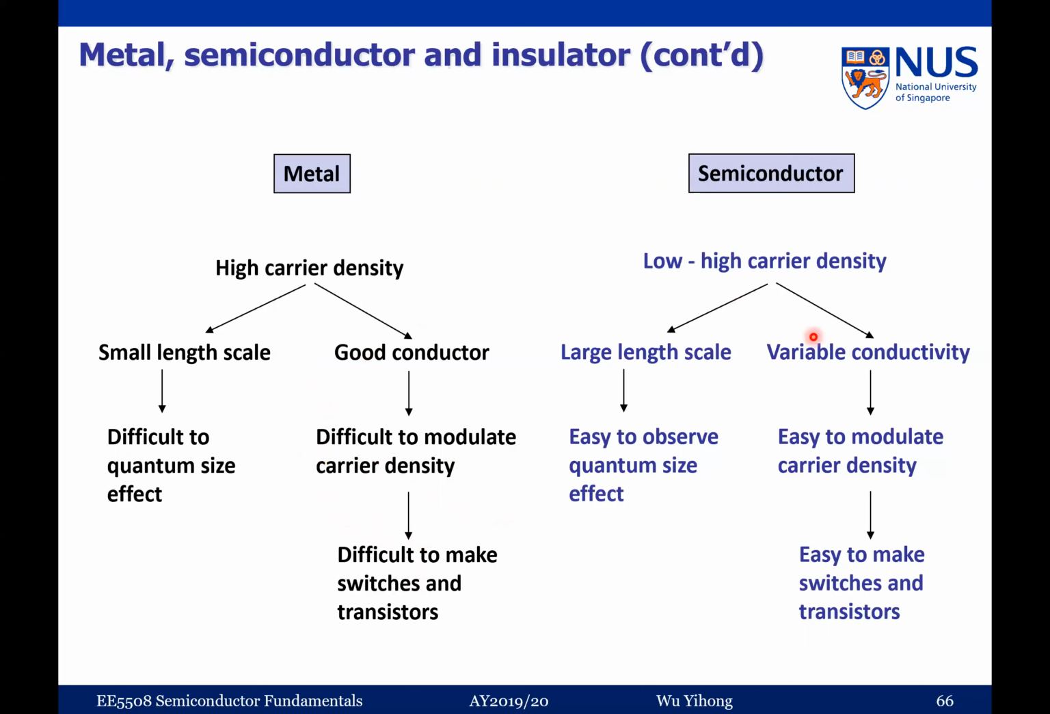And the semiconductor is just the opposite. The length scale can be quite large, so it's very easy to realize the quantum size effect. Actually, the quantum size effect is very important for optoelectronic devices based on semiconductors, and of course in electronic devices we can also make use of it. Also, since the carrier density can be varied by various means, we can modulate the electroconduction very easily using the electric gating effect. That's the reason why all switches and transistors are still made from semiconductors.